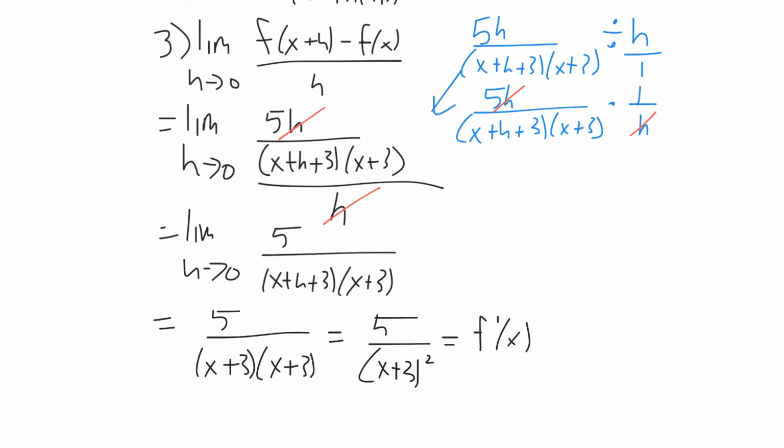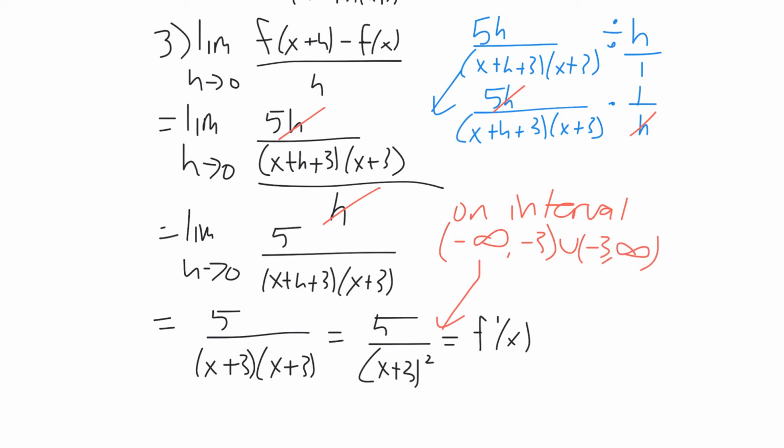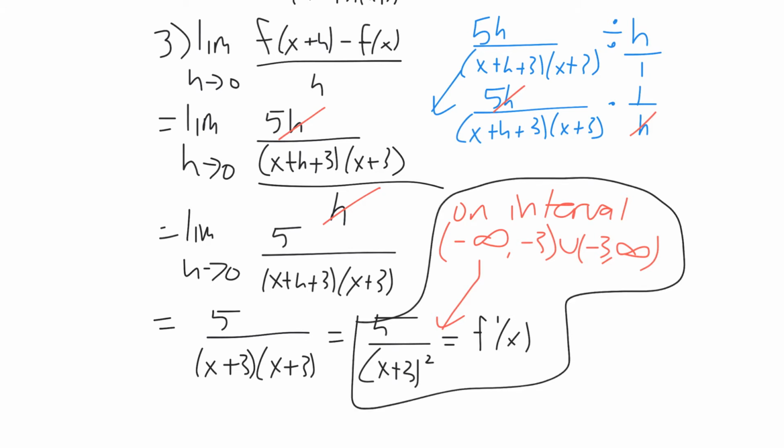So again, we've been able to find our derivative. We could list the interval. For this one, it'll be true on the interval where x can't equal -3, because that would make the denominator 0, but everything else is good. So it's negative infinity to -3, union -3 to infinity. There we go. We have our answer for the derivative and the interval that goes along with it.